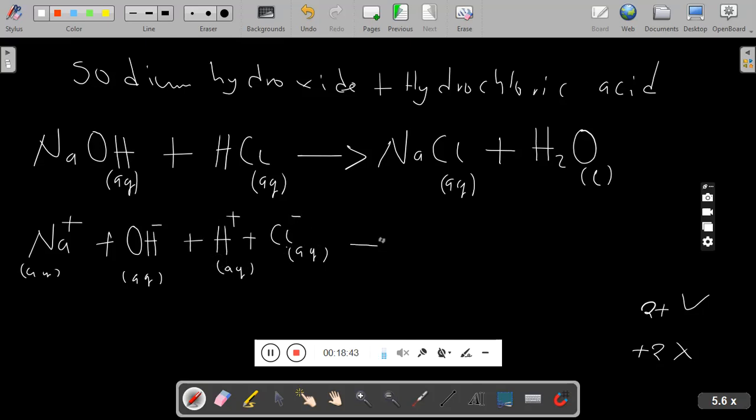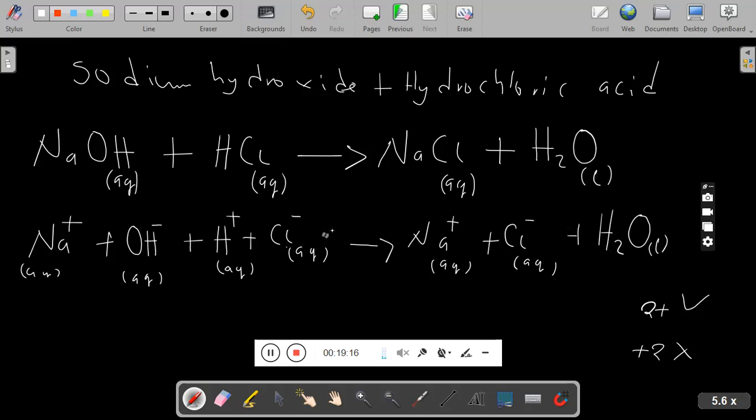Then the product side, this one is also to be split because it is aqueous. So sodium positive, aqueous. Then we have chlorine here. So chlorine negative, aqueous, but we will not touch water because you can see water has a state symbol of liquid. It is not aqueous. Okay, so we just write it as it is, H2O with the state symbol liquid.